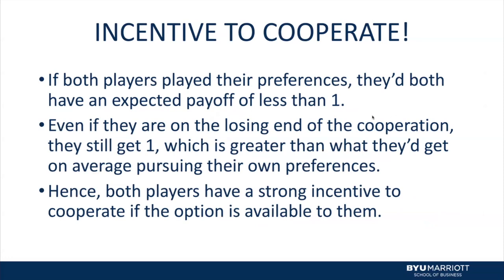Even if they're on the losing end of the cooperation, they still get 1, which is greater than playing their strategies here. This has a lot of applications to what we're going to be talking about in terms of coordination in public sector games that we play. Oftentimes we do have incentives to cooperate. It just means that we need some opportunities to coordinate and communicate. We'll talk more about the applications of this, but hopefully this video is helpful for helping you understand how to calculate the expected payoff for each player in a game.